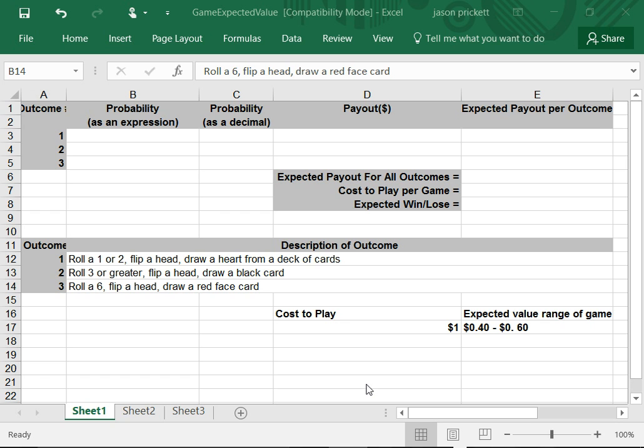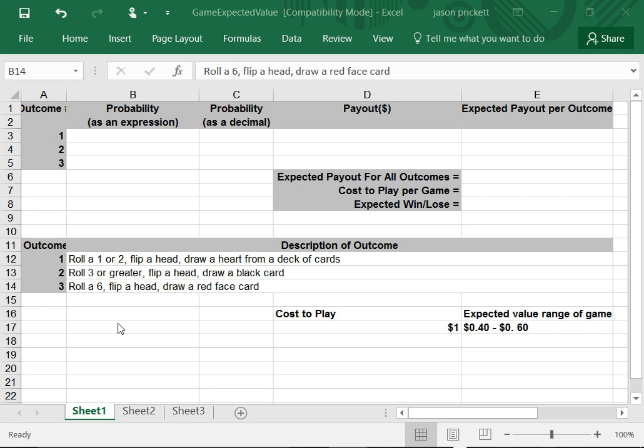So I'm just going to go through some basic, simple possible outcomes with you to show you how that actually is inputted into the actual spreadsheet. So the first one, I've typed these in already. So I said, okay, we're going to take a die, we're going to have a coin, and we're going to take a deck of cards. And our outcomes here are shown in the spreadsheet here, 1, 2, and 3. And I'll go through the first one with you. Roll a 1 or a 2, flip a head, and draw a heart from a deck of cards.